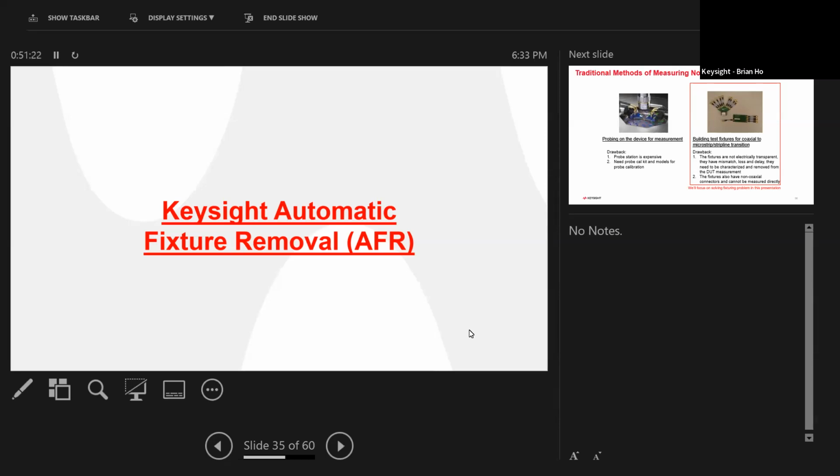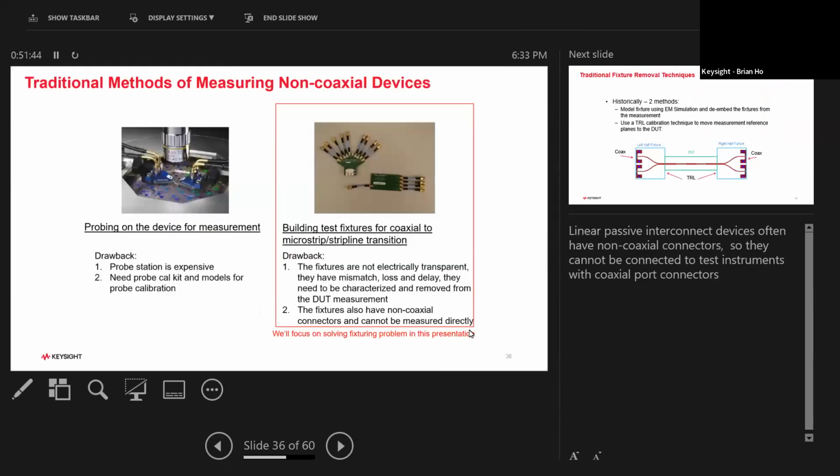Okay, cool. If anything else, we're going to go to the next level of modeling that we have. And this is Keysight's automatic fixture removal. This is a technology that Keysight has and currently uses for a lot of fixture removal, and it's AFR for short. I mixed up saying AFR and APE, automatic port extension, a couple of times. Apologize for that. So with the traditional methods, with a lot of these fixtures, it's hard to connect directly with a coaxial one.